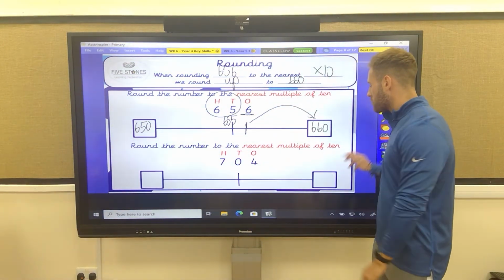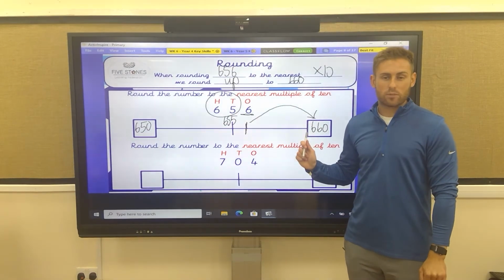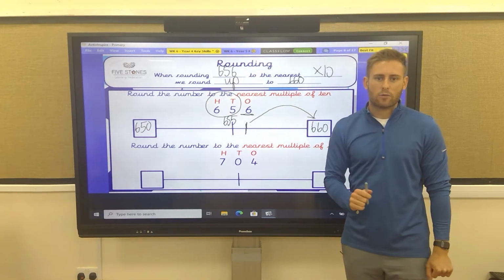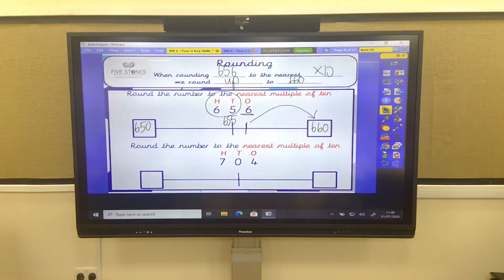Now it is your turn. Again, round to the nearest multiple of 10. Consider where we currently are, consider the next multiple of 10 and see whether you need to round up or down, looking in that ones column. Off you go.